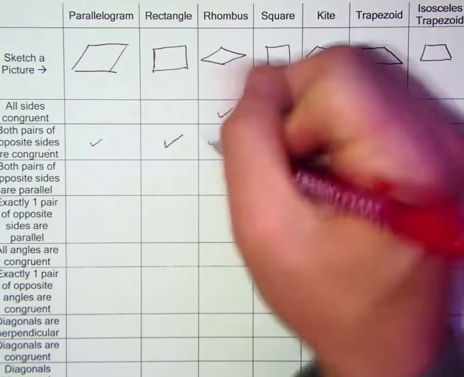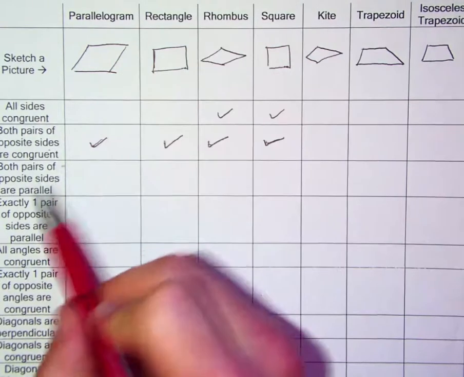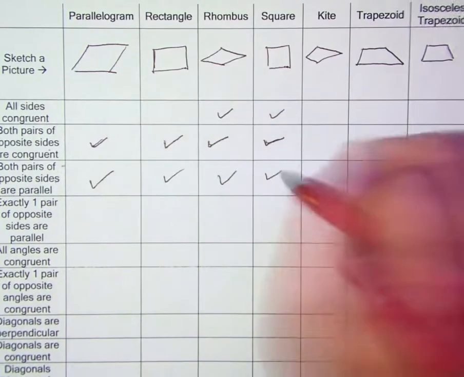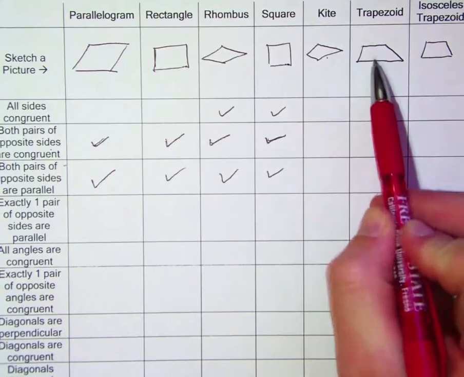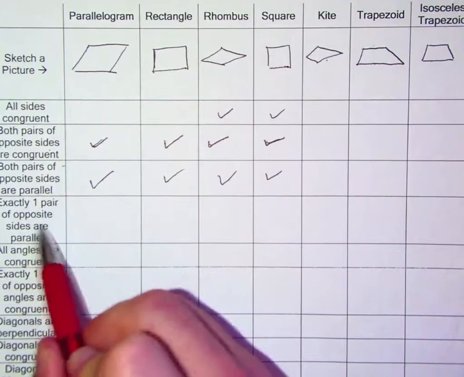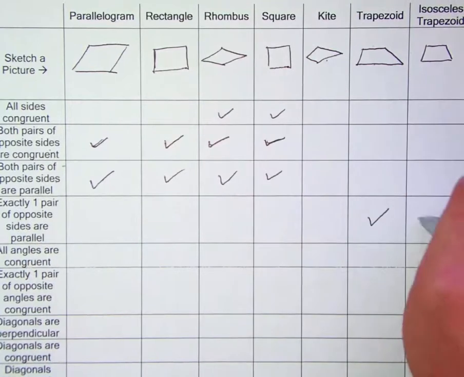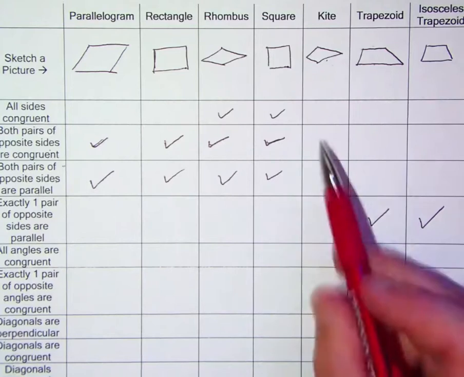Let's see what we have next. Both pairs of opposite sides are parallel. Well, that's the definition of a parallelogram, and all of these are parallelograms, so there we go. Exactly one pair of opposite sides are parallel. Well, that is the definition of a trapezoid. Only one pair. This would be none.